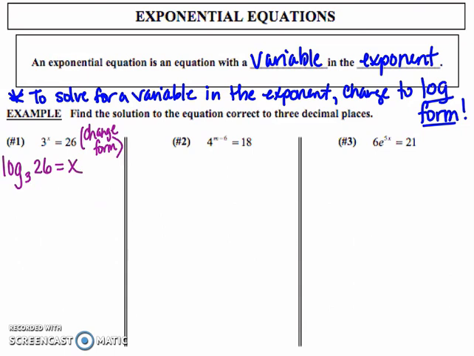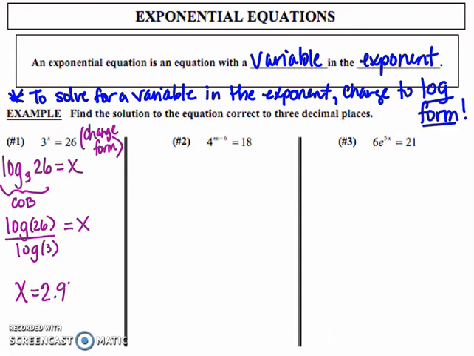And then now we can use our change of base formula, the COB, to evaluate log base 3 of 26. In our calculator, we're just going to type in log 26 divided by log 3. And that tells us that x is going to be equal to 2.9656.